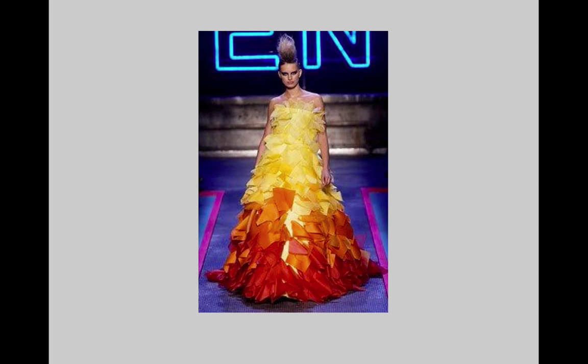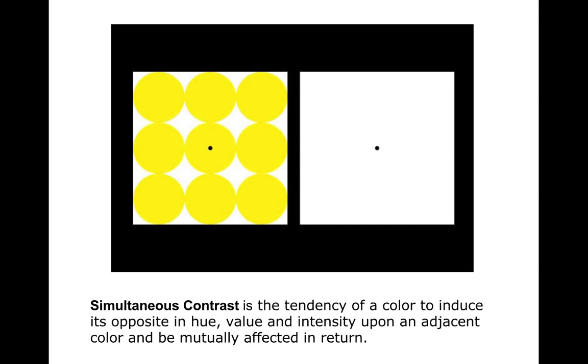Good, so hopefully those were pretty easy for you to recognize, those different schemes. Now, color also has so many fantastic and surprising and fun capabilities. One phenomenon is called simultaneous contrast. And this is the tendency of a color to induce its opposite, so its complement, in hue, value, and intensity upon an adjacent color and to be mutually affected in return.